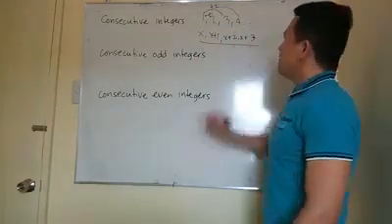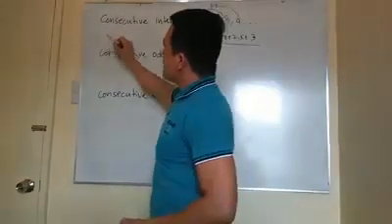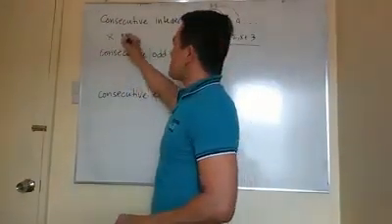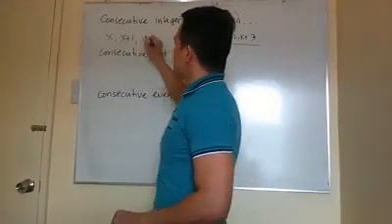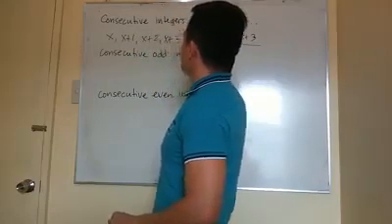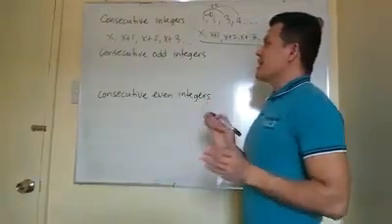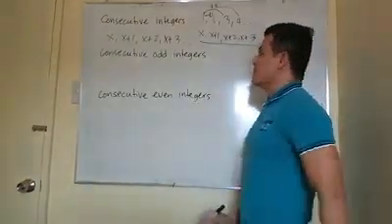So, if you're going to have consecutive integers, you're just going to represent the first integer as x, the second integer as x plus 1, the third integer as x plus 2, and the next integer would be x plus 3, and so on. Remember, consecutive integers is just like x, x plus 1, x plus 2, x plus 3.